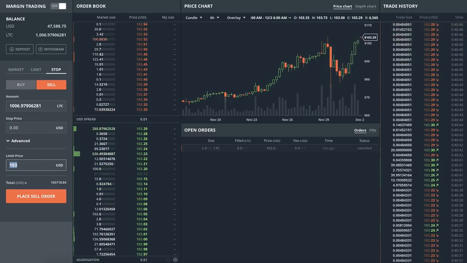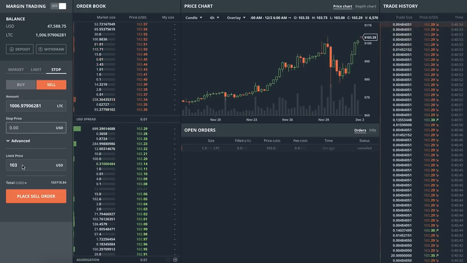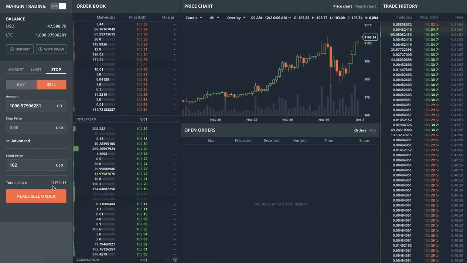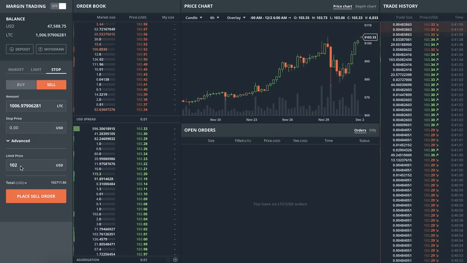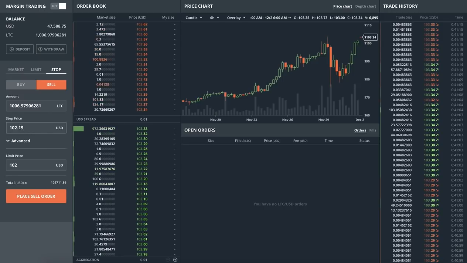For the stop price, I normally like to keep it a little bit off of the actual limit price because it's a higher probability for my order to fill. I'm going to set this at 102 just to show you guys. I'll actually put one here on the market for you. So my limit price, that now means that's the lowest I want to sell my Litecoin, is 102. So I'll put my stop price here at 102.15. Okay, so now there's a 15-cent difference between the stop price and the limit price.